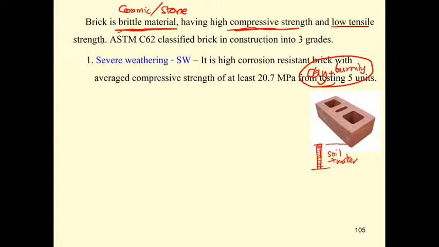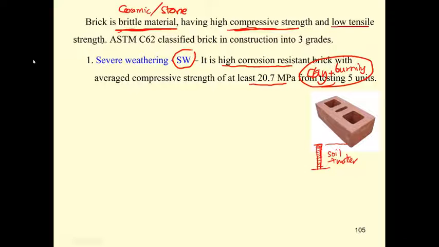The first one we call the SW grade, the severe weathering grade. It has high corrosion resistance. It has very high strength, of at least 20.7 megapascals. This is a very good quality brick, and it will come from a good production process.